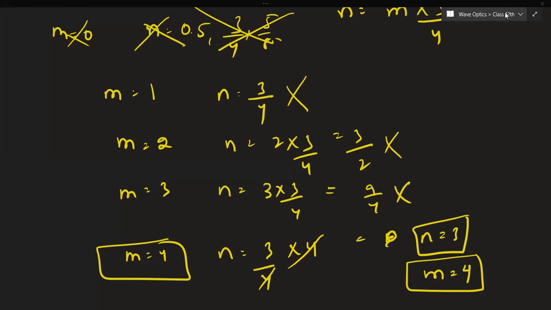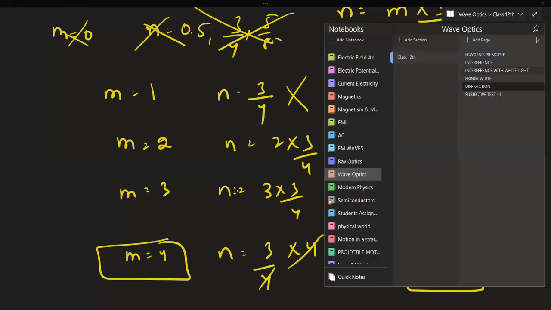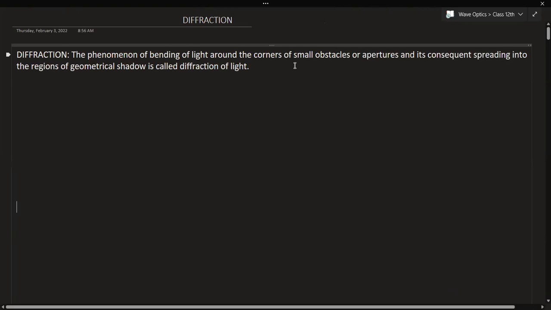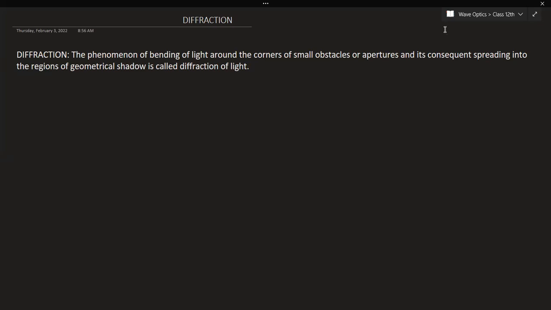Okay. Now see, you have the last topic of this chapter, that is diffraction. So diffraction is not a very lengthy topic, but many things are similar to interference, but certain points of difference are there. See what is meant by diffraction basically.